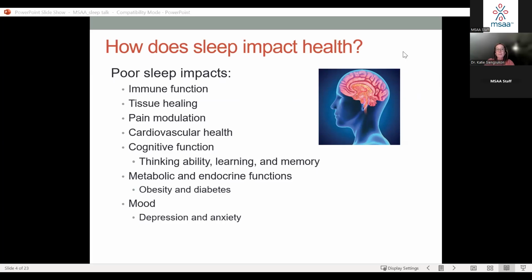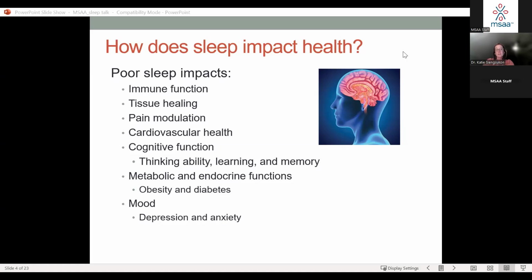We know that sleep impacts pretty much every system of the body, including our immune system. There are certain cells that are upregulated during the day, and more cells that are more prominent at nighttime. If you're not getting adequate quality sleep, that disrupts our immune system, and it doesn't work as well. We also know that sleep is very important for tissue healing. Most of these studies have been done in animals, where they sleep deprive animals and find that those animals are more likely to develop sores on their paws or their tails.